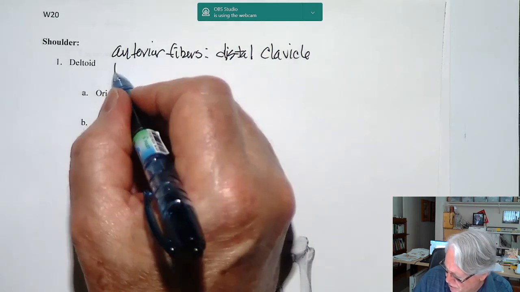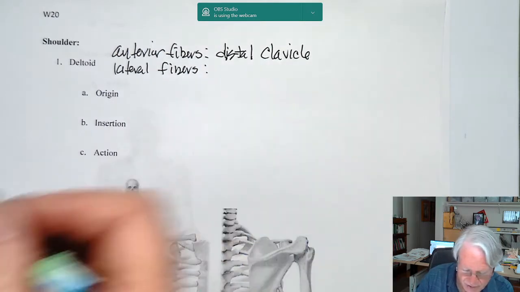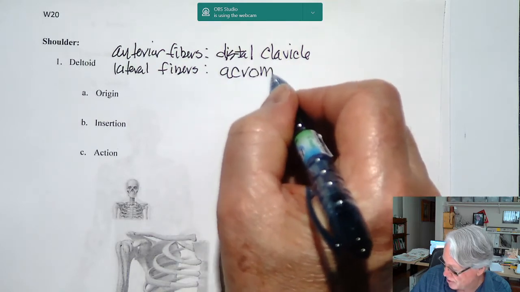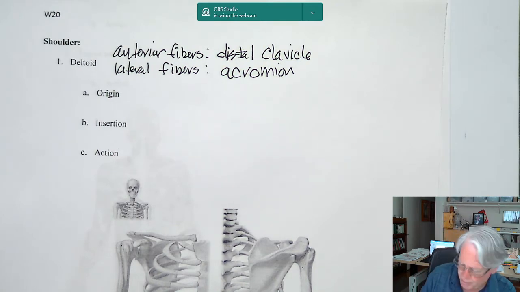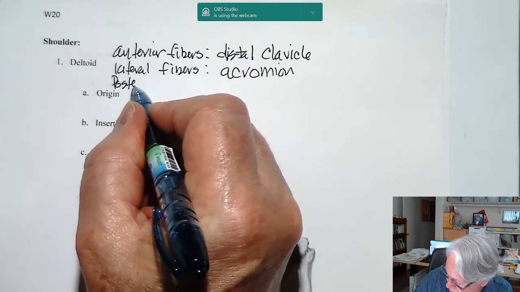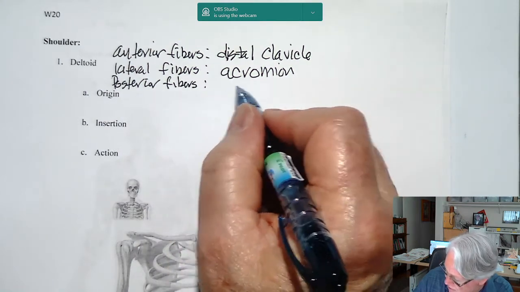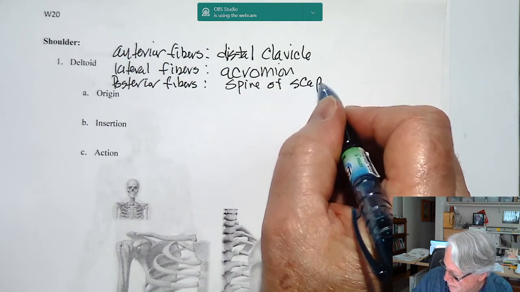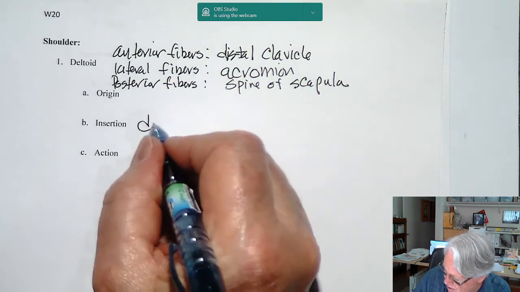The lateral fibers, that's going to be the acromion. And that's a structure, as you recall, is part of the scapula. And then the posterior fibers, that's going to be the spine of the scapula. Okay. That's for your origin. The insertion is the deltoid tuberosity.